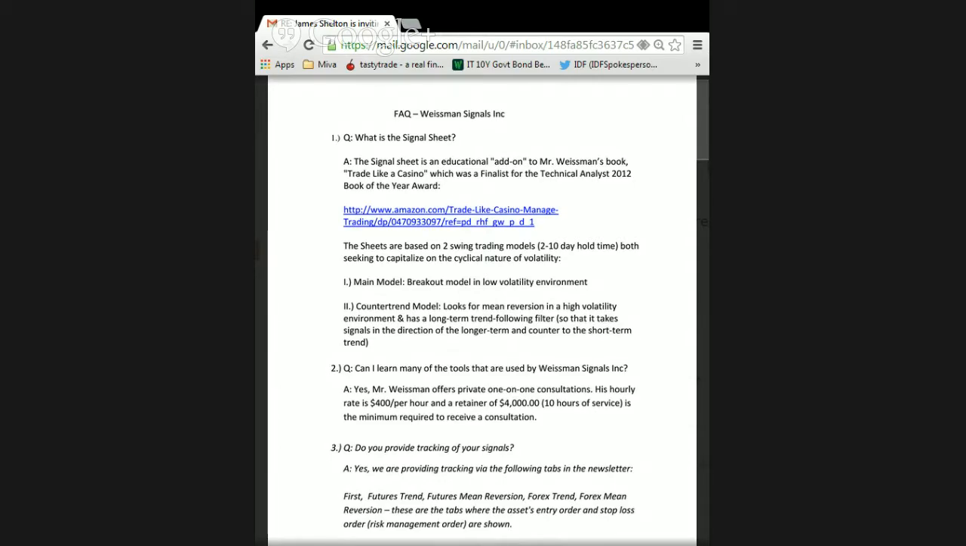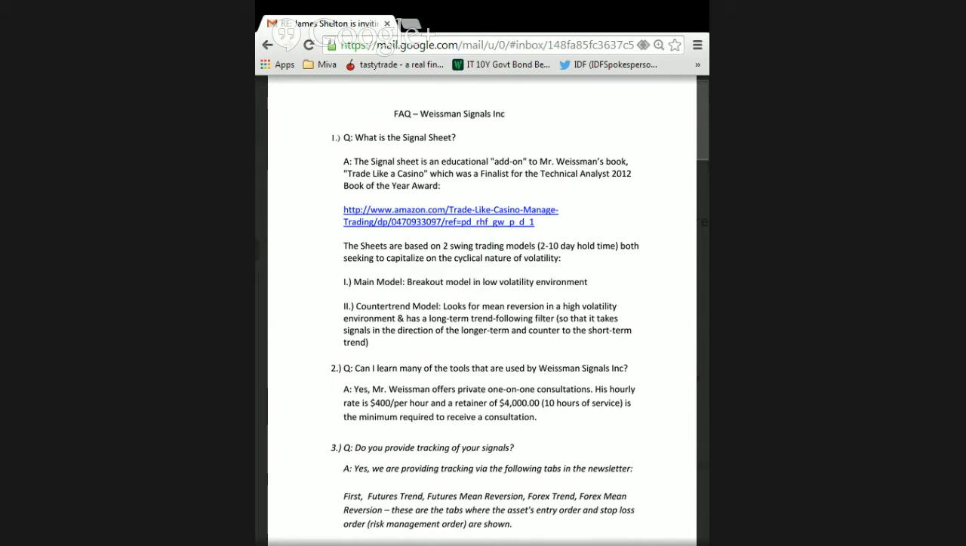So the main model is trying to capitalize on breakouts from a low volatility environment, and then there's a secondary counter trend model that looks for mean reversion in a high volatility environment, and it has a long-term trend following filter so that it can only take signals in the direction of the longer-term trend and counter to the high volatility short-term counter trend. When you say mean reversion, what exactly do you mean by that?